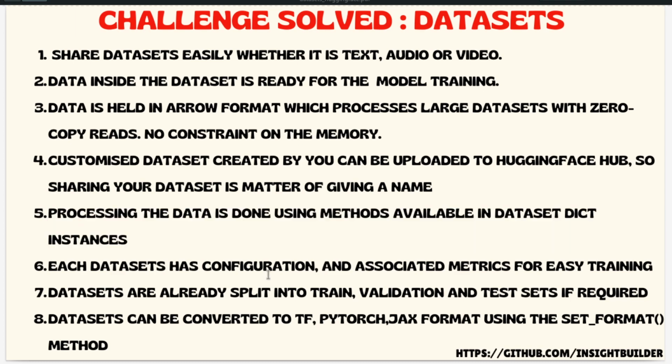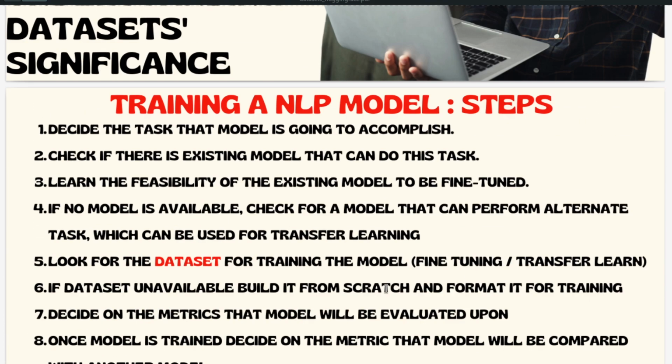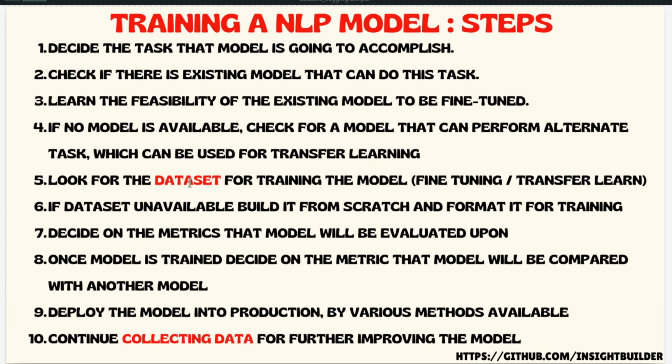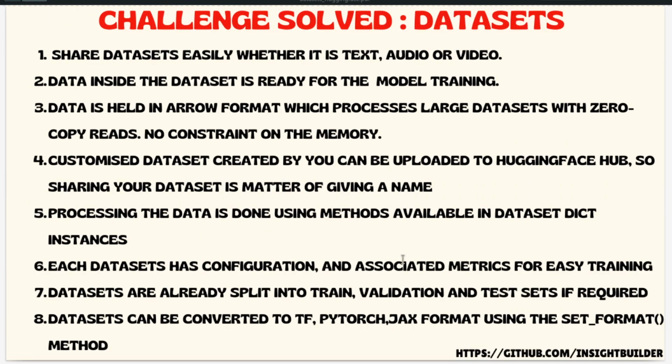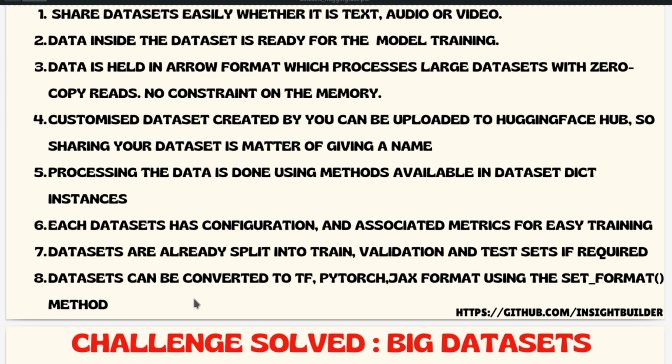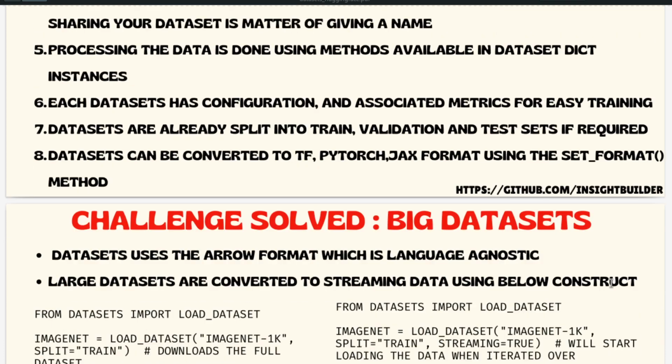Each dataset has a configuration and associated metrics. Once the dataset is ready, you need to start using it for training. You have to train the model, and in order to train the model, you need metrics on which the model will be trained and compared. For that, all these metrics are attached with the dataset itself. It's not a simple dataset; it's going to have a lot of power with it. And finally, the dataset can be converted to TensorFlow, PyTorch, or JAX format by just using a single easy format method.